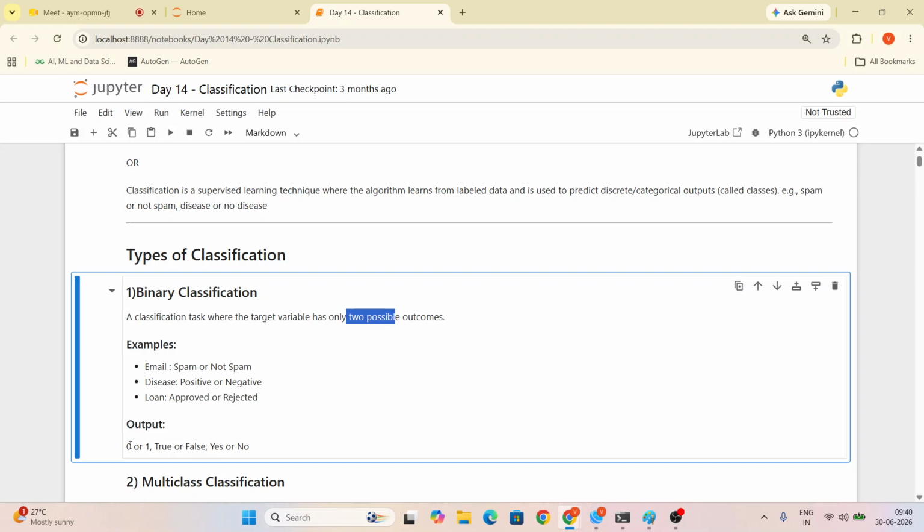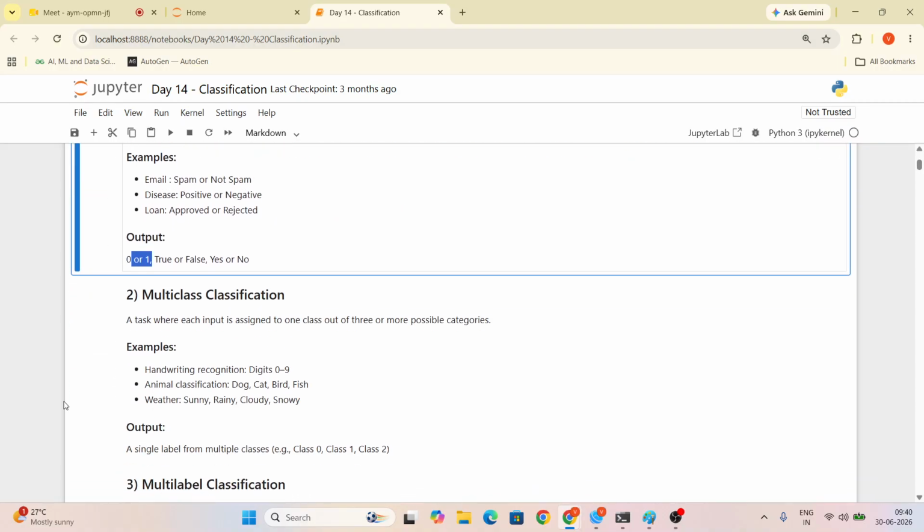So our output is what? Zeros or ones. True or false or yes or no. Have you got my point? Binary classification. Yes. So another one is multi-class classification.